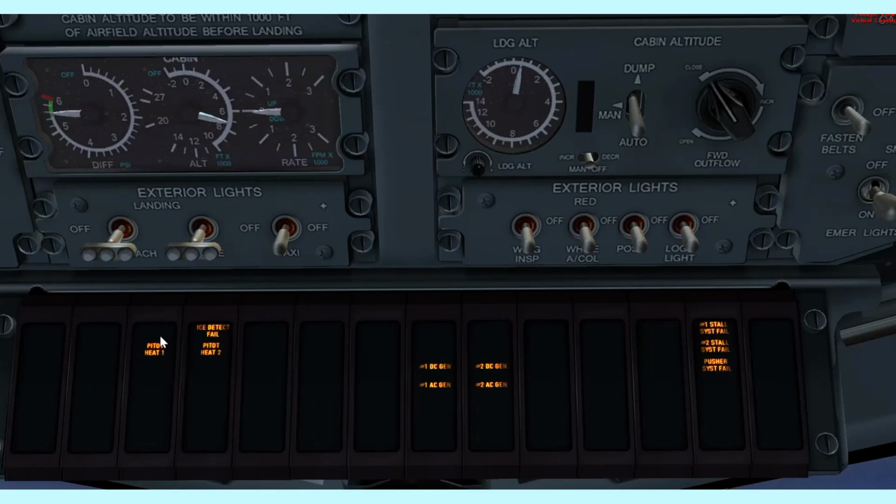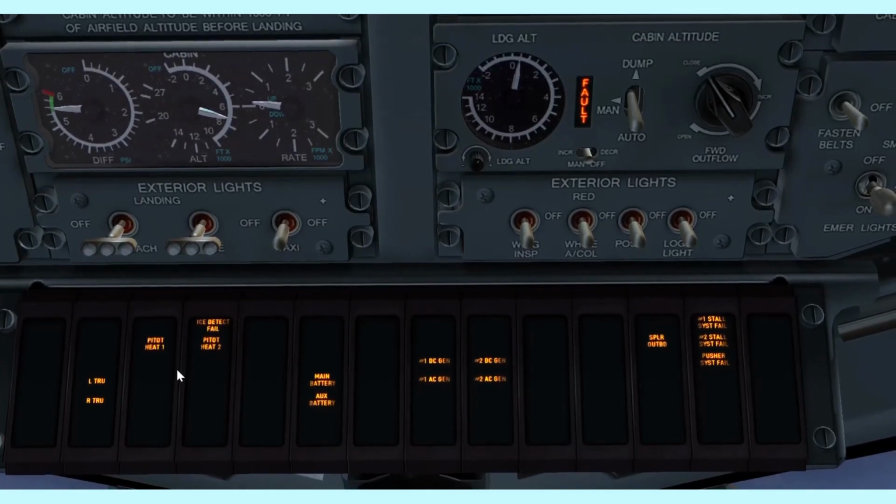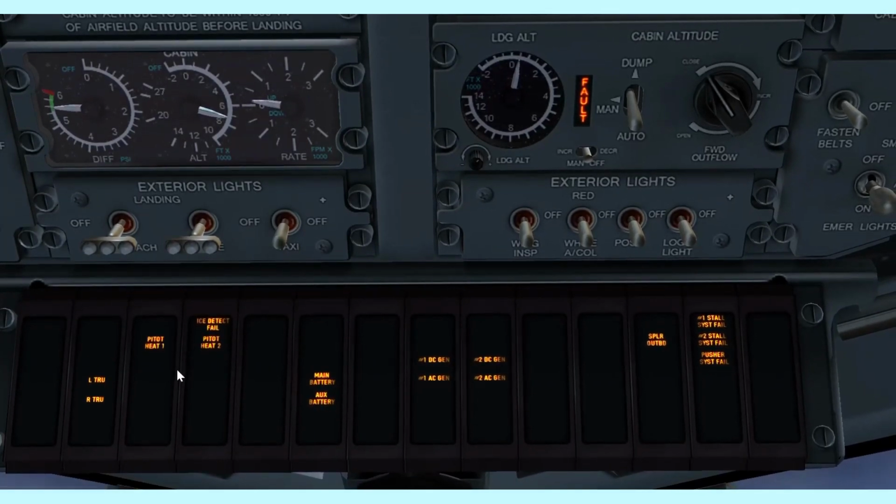Icing system lights have come through, and there we go. You heard that chime there? That chime was the autopilot getting disengaged. So you see from the QRH what it was saying: autopilot and yaw damper will disengage. You can see that LTRU, RTRU, all these lights have come through.